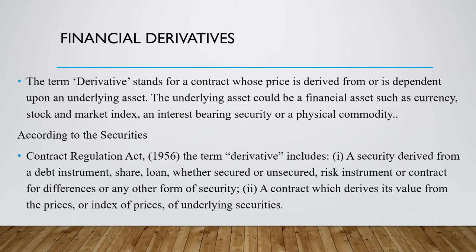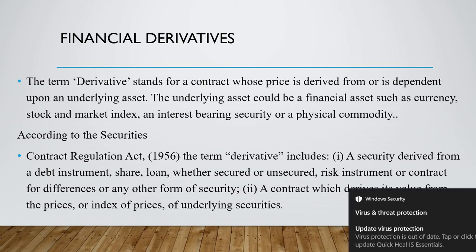So in today's class, we are going to see the last concept in this chapter, that is financial derivatives. First we will understand the meaning of derivative. The term derivative stands for a contract whose price is derived from or is dependent upon an underlying asset. Where the price is derived from or depends on any other underlying asset, it is known as a derivative.